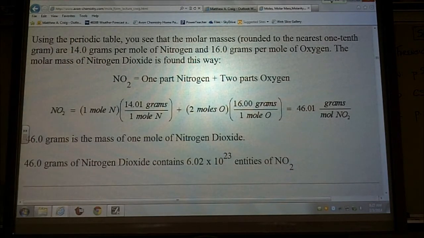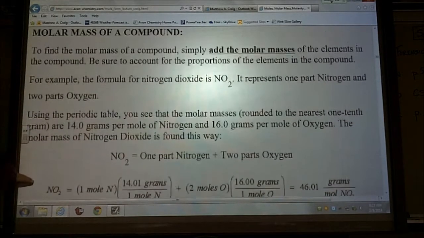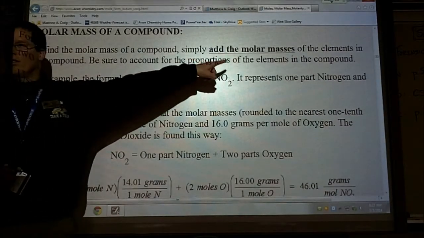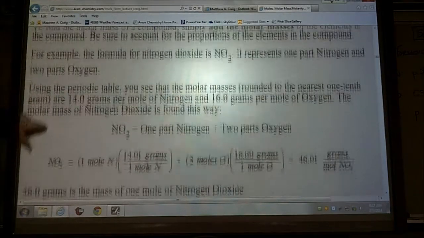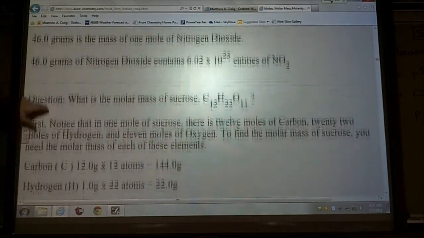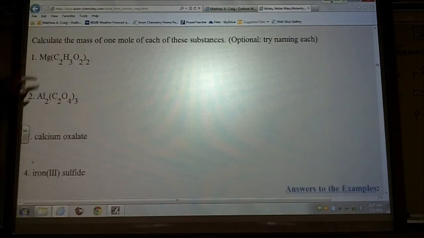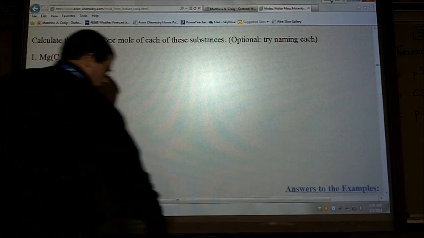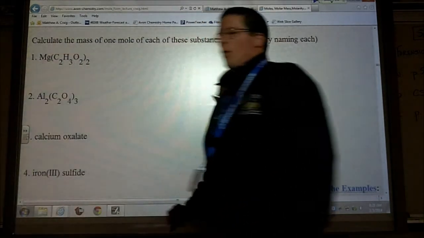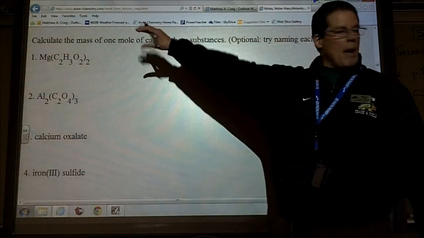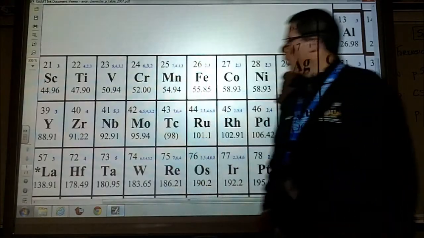Isn't that easy? No? Because I didn't even understand that. Oh, you didn't understand that. So you add the molar masses after you know what the formula is. So let's do an example. That might straighten things out for you. Okay, here's a good one: Mg(C2H3O2)2. Very good. So here's what we get to do. We're going to find the molar mass of that by adding up all the molar masses.